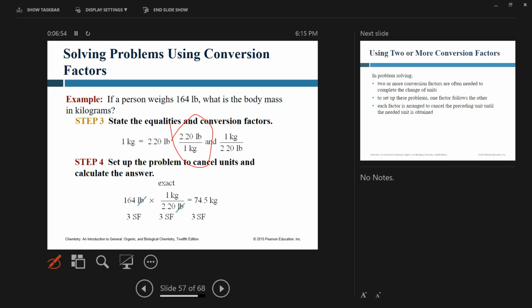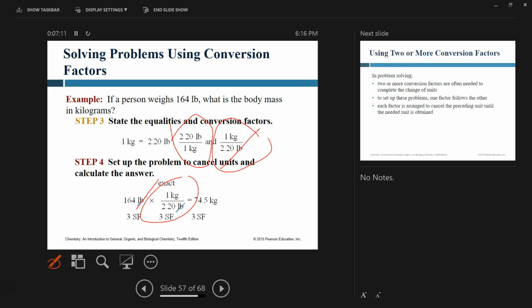220 pounds per kilo. Okay? That's another one, kilos per pound. You want to use the second one to cancel pounds out. So you have 164 multiplied by 1 divided by 220.